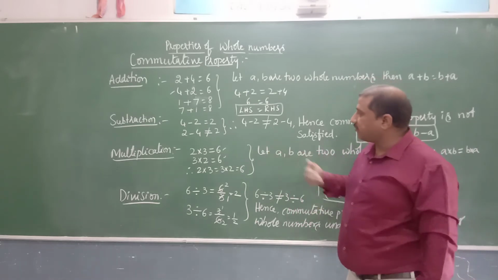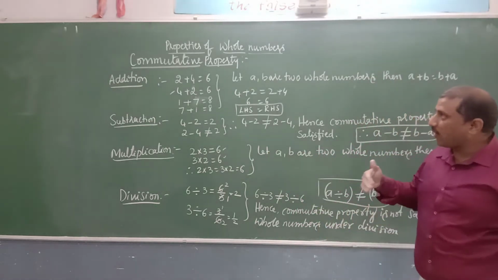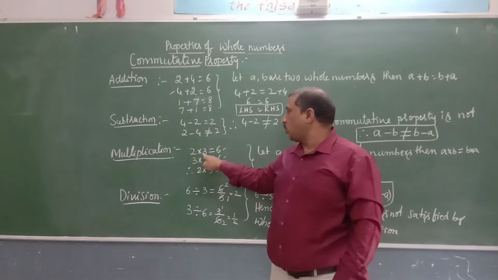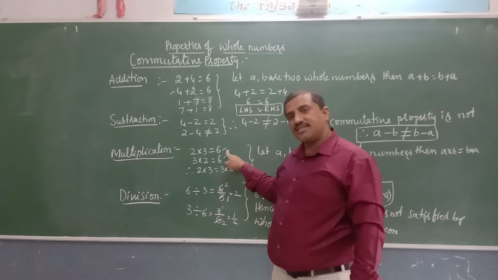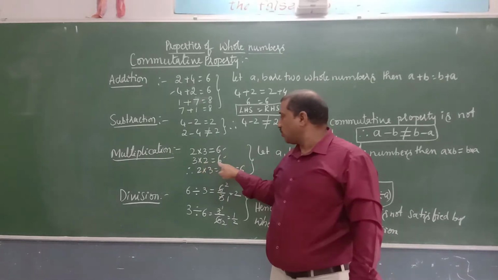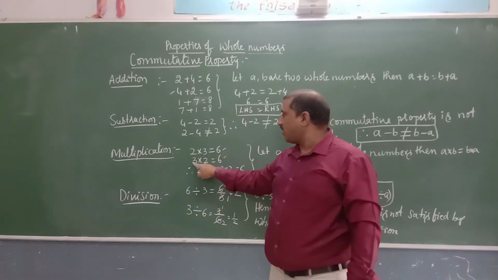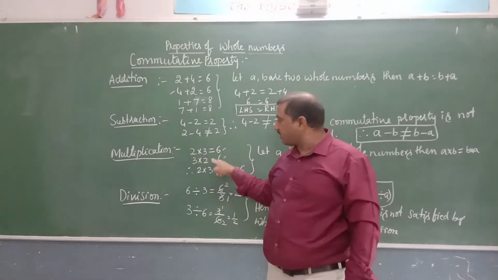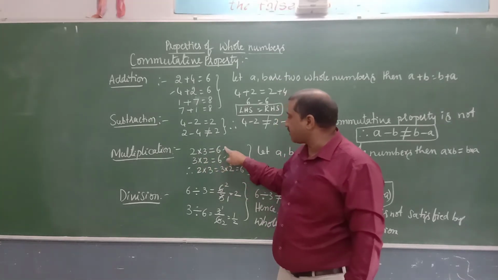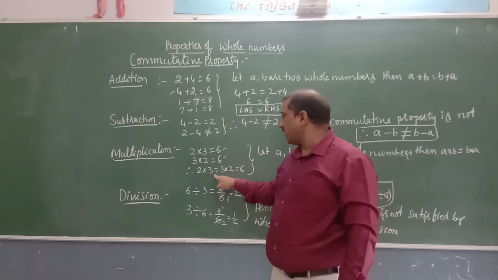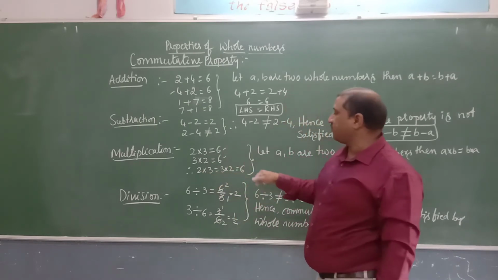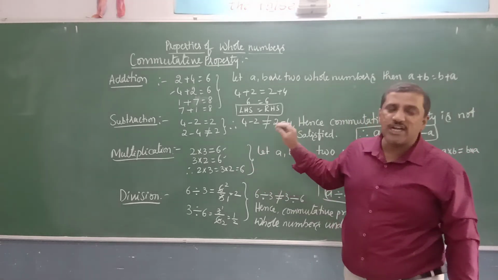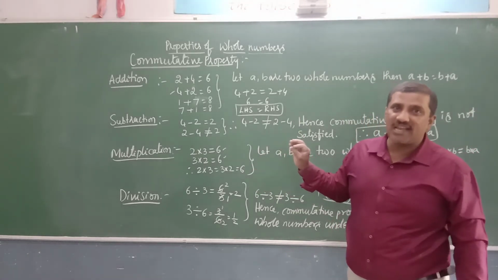Now, what about multiplication? The product of two whole numbers in any order: 2 into 3 is equal to 6, and 3 into 2 is 6. By interchanging the order, 2 into 3 and 3 into 2, in both ways we got the same product, 6. 2 into 3 is equal to 3 into 2, which is equal to 6. This property is known as the commutative property under multiplication.